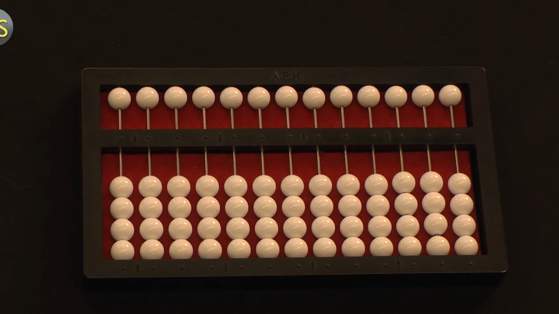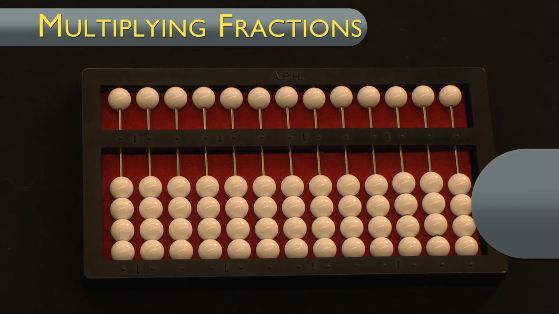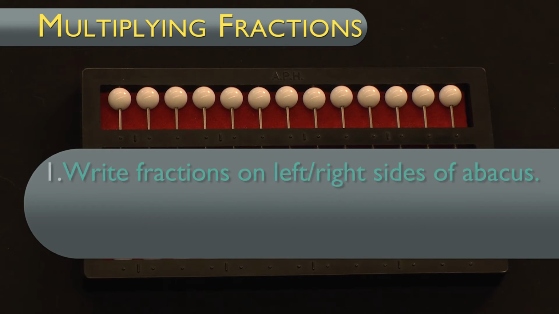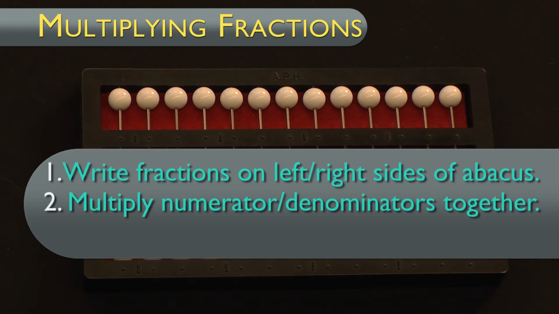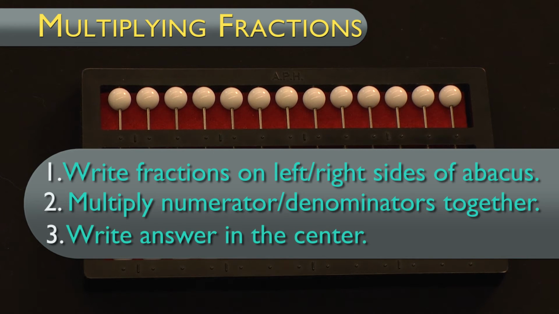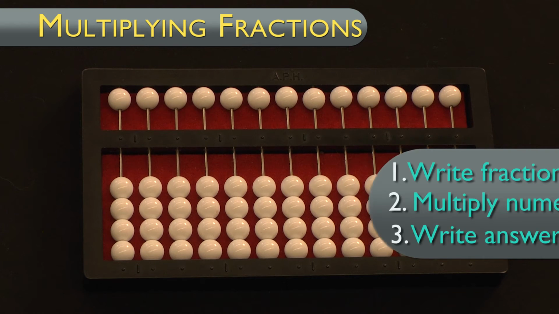In multiplication of fractions, you can write the 2 fractions on the left and right sides of the abacus the same as we did in addition and subtraction. Then just multiply the numerators together and the denominators together. I have the student write that fraction in the center so they can check to see if it can be simplified. But they could write it directly on their assignment to show their work and then simplify on their assignment.